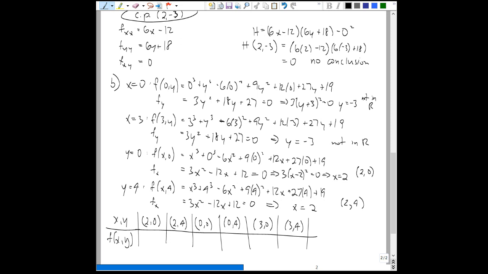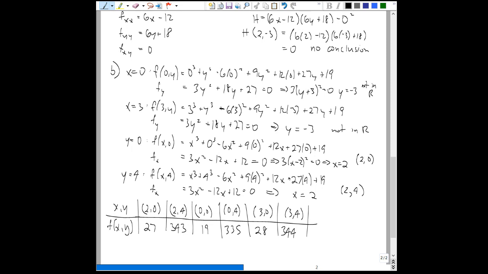And now we need to plug them into the function to see which one gives us the absolute min and absolute max. So plugging in (2, 0), you get 27. Plugging in (2, 4), you'll get 343. Plugging in (0, 0), you'll get 19. Plugging in (0, 4), you'll get 335. Plugging in (3, 0), you'll get 28. And plugging in (3, 4), you'll get 344.